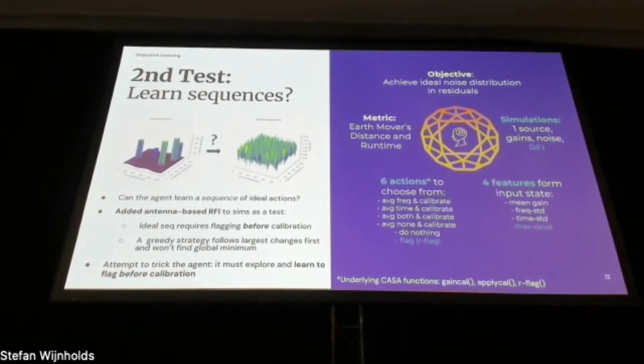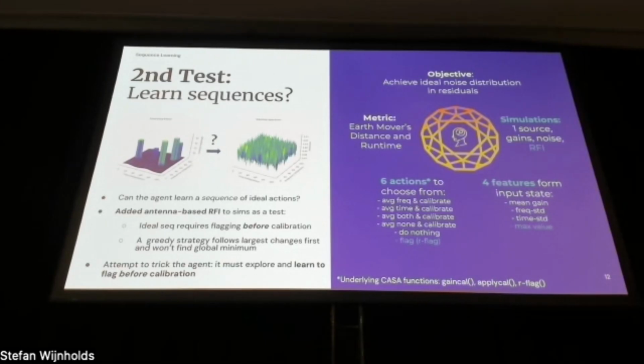So the second test we gave it was, okay, it can pick an ideal action, but can it actually learn a sequence of something? What we did for this is we added antenna-based RFI to our simulations, and the challenge to the agent was, can you go from this to this? And you can have multiple actions if you want. The trick here was that the ideal sequence, if you want to get to a global minimum, is that you actually need to flag first before applying calibration.